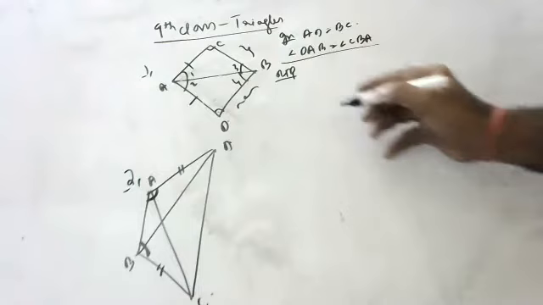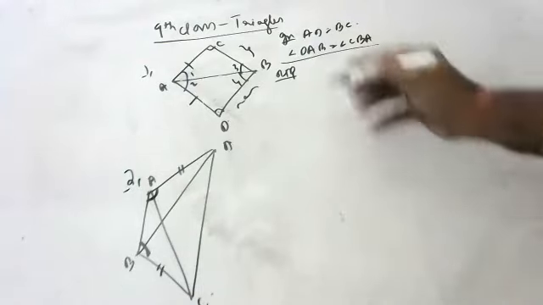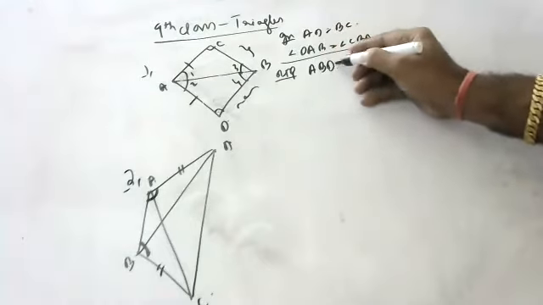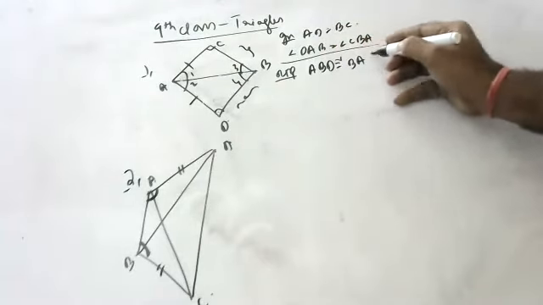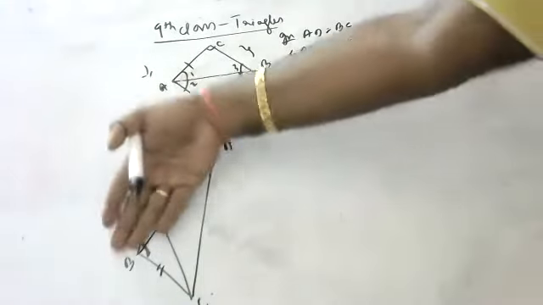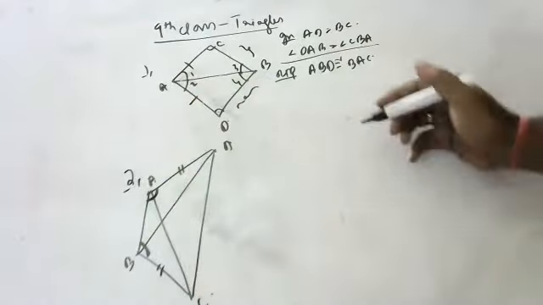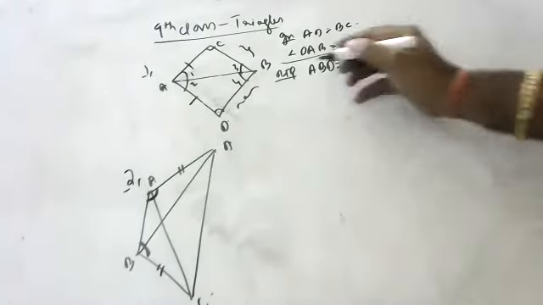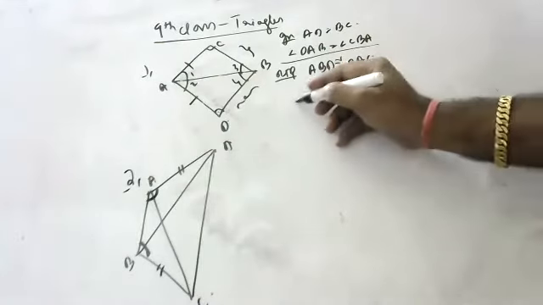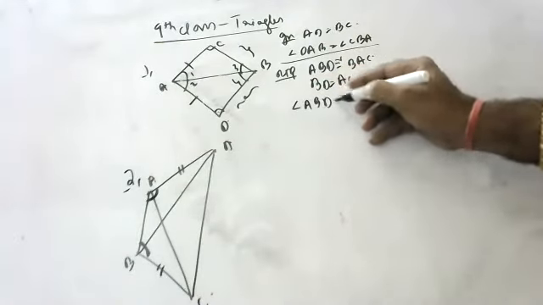Required to prove. Please see here, children. We have to prove first that triangle ABD is congruent to triangle BAC. This triangle is congruent to this triangle. We have to prove, children. And we should also prove that BD is equal to AC. Of course, that will come by CPCT. Angle ABD is equal to angle BAC.